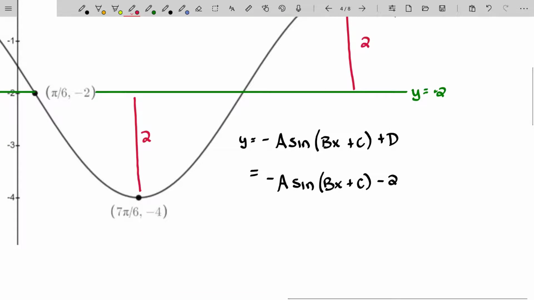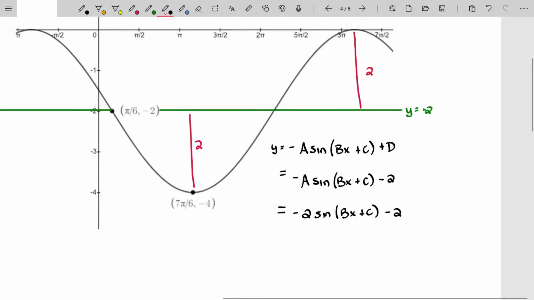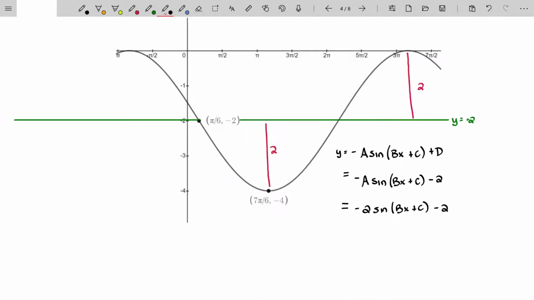So I know the amplitude is 2, so now I know it's a negative 2 sine of bx plus c, minus 2. The next part throws a lot of students off. We need to talk about what the period is. Maybe I should start there. We need to talk about the period of this function.